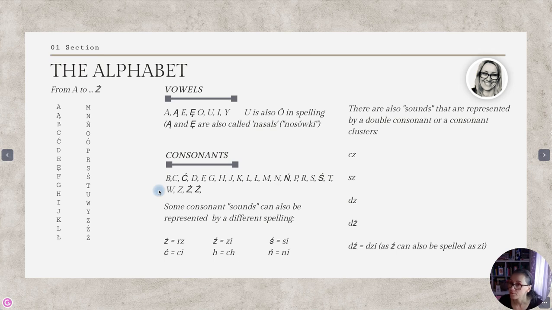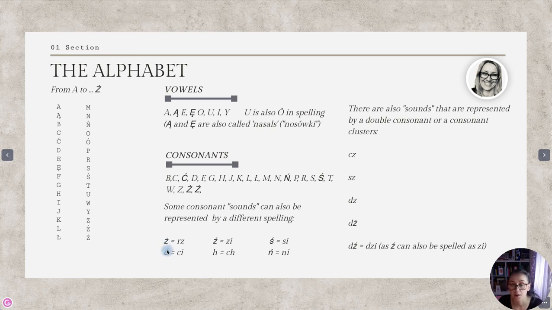So when it comes to consonants, let's have a look. B, C, Ć, D, F, G, H, J, K, L, Ł, M, N, Ń, P, R, S, Ś, T, W, Z, Ź, Ż, okay? And some consonant sounds can be also represented by a different spelling, as you can see. So, Ż, you already know this. Ż is also Ż in spelling RZ, but the same sound.